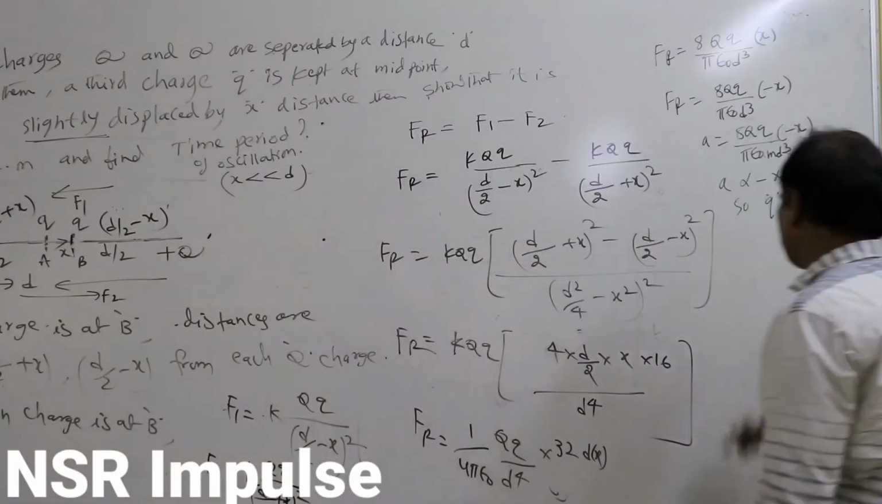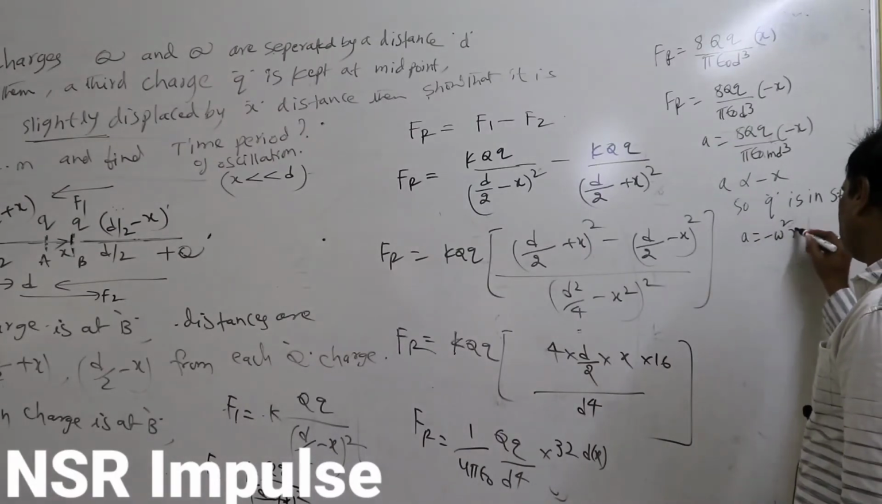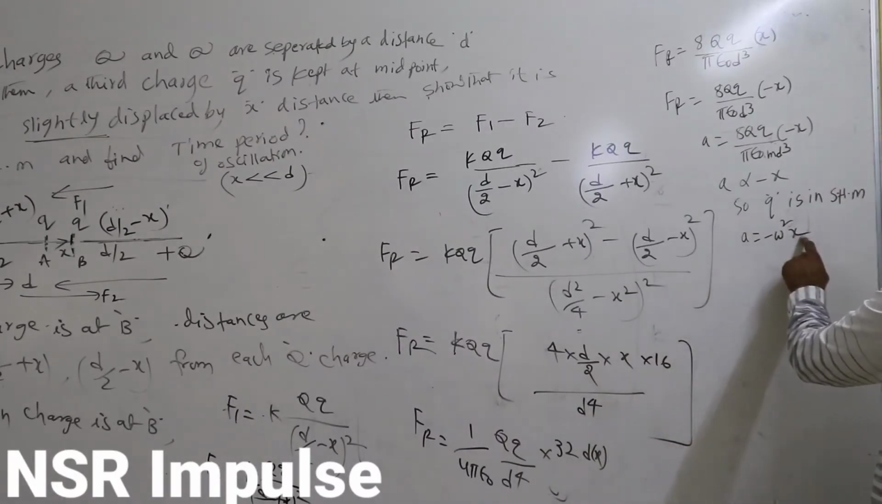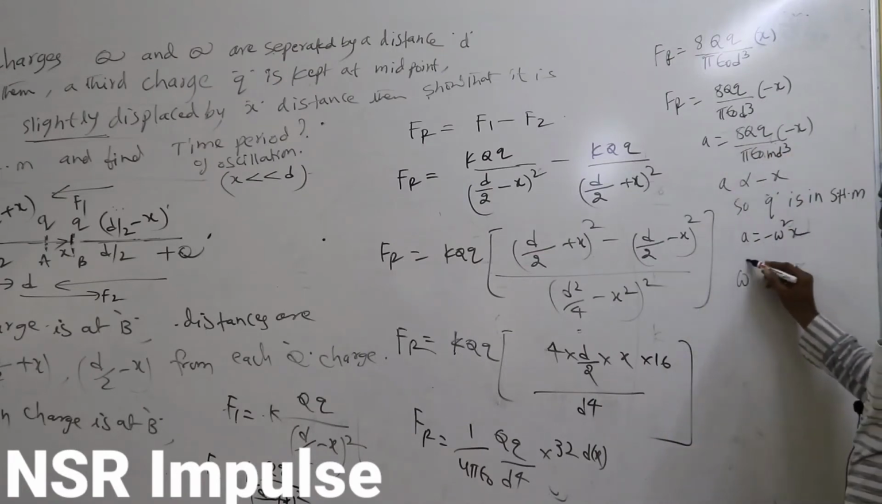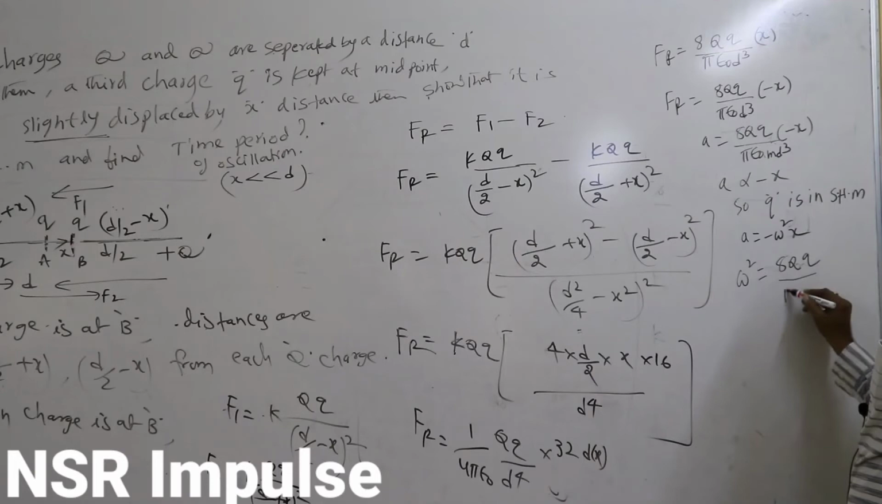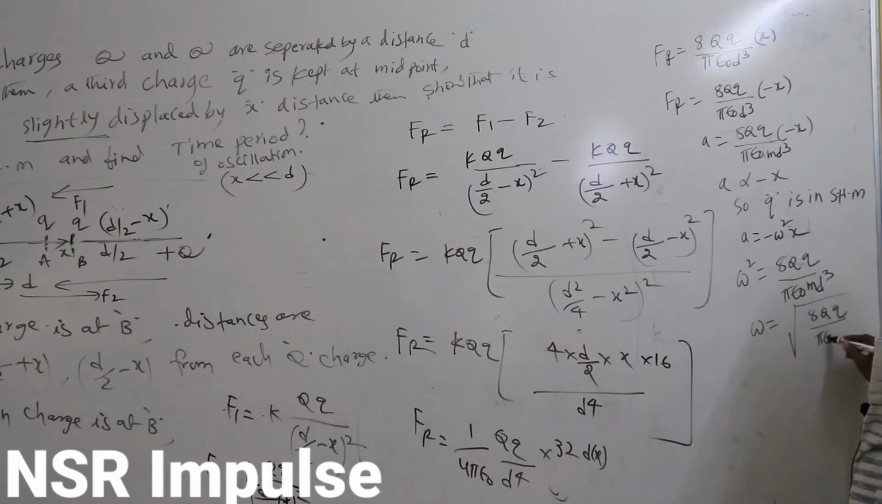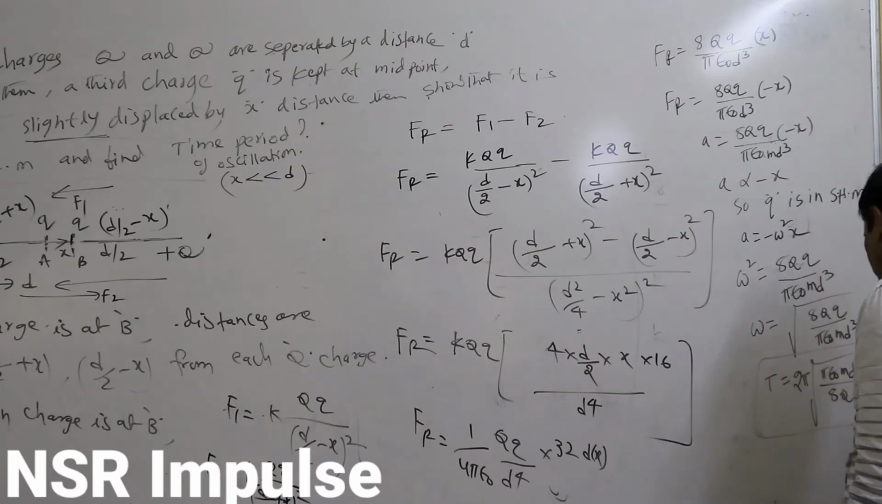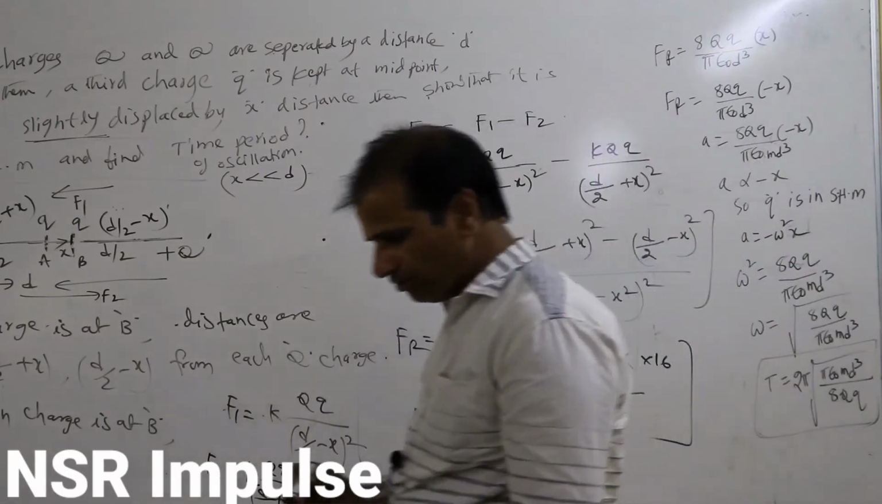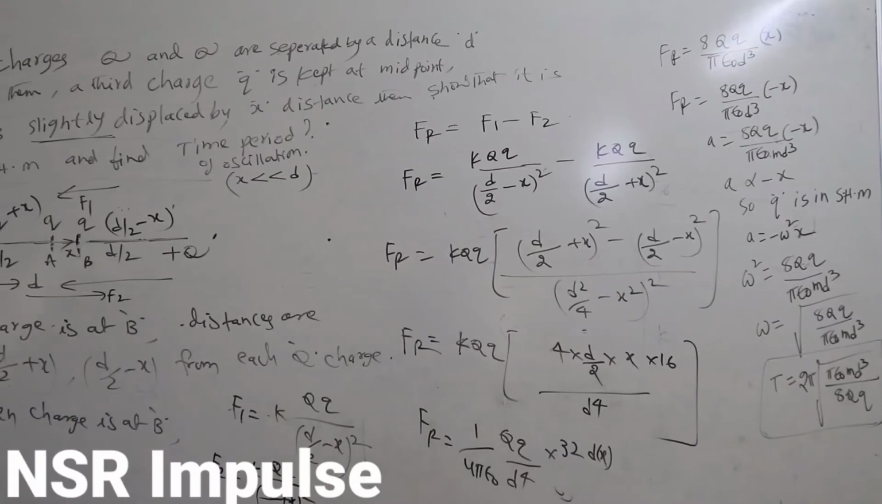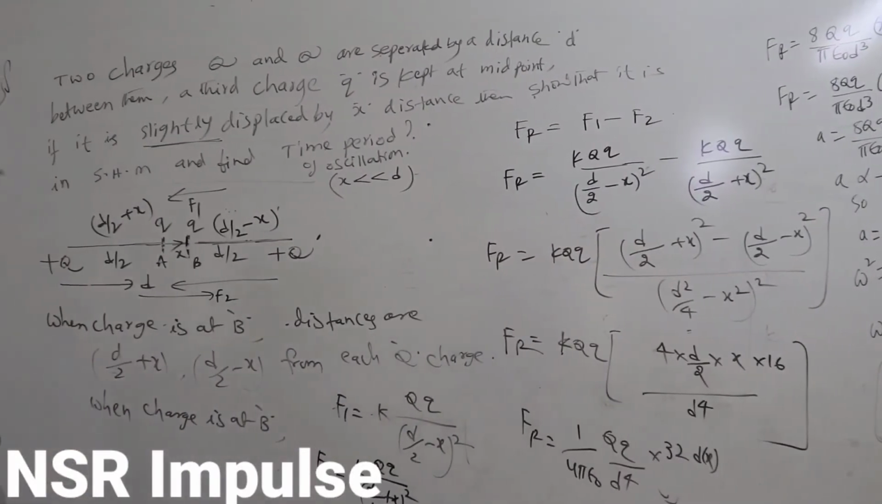In SHM, the standard equation is a equal to minus omega square x. So omega square is equal to 8 Q q by pi epsilon naught m d cube. Omega is equal to the square root of 8 Q q by pi epsilon naught m d cube. Time period is equal to 2 pi by omega, which is 2 pi times the square root of pi epsilon naught m d cube by 8 Q q. This is the time period of oscillation in this particular problem.